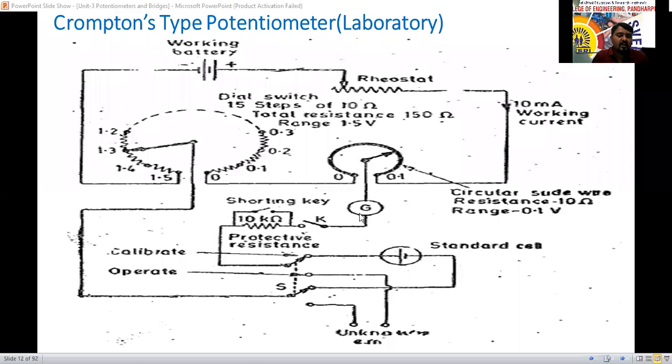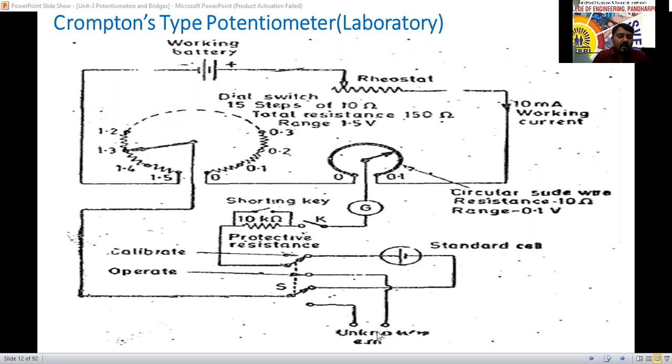Again, we have connected a galvanometer and the standard cell is there. It has two terminals here also. The upper side we are going to consider as calibrate, and this terminal we are going to consider as operate mode. If it is in operating mode, then we can measure the unknown EMF here. If it is connected to the calibrate mode, then we have to provide the standard voltage here.